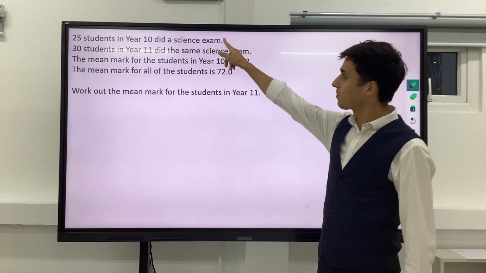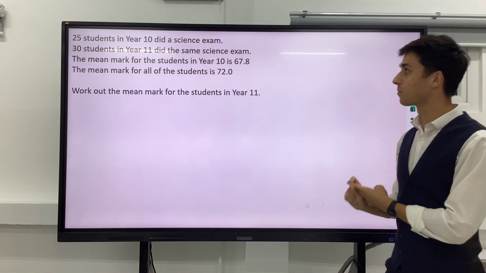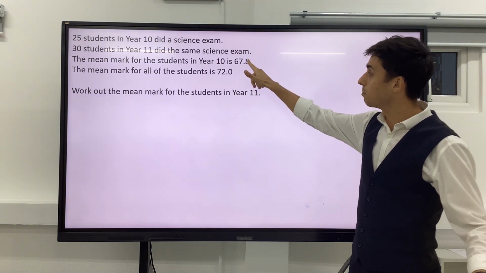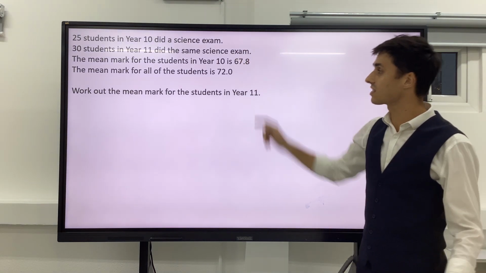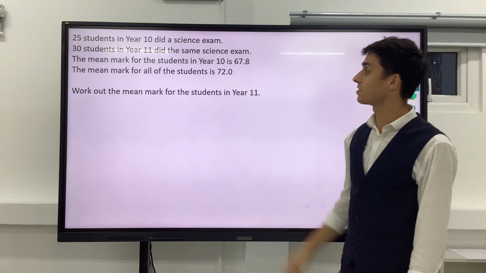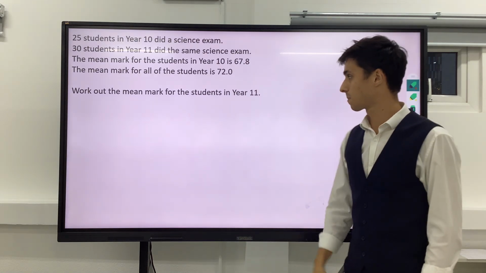So we've got 25 students in Year 10 and 30 students in Year 11. They've both sat the same science exam. The mean for the Year 10 students is 67.8. The mean for all of the students is 72.0. We want to find the Year 11 mean.